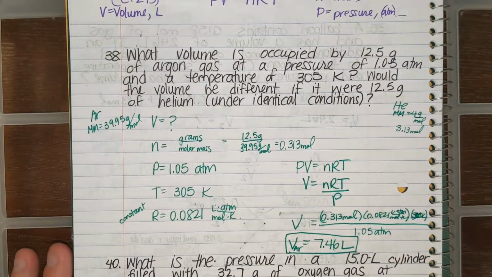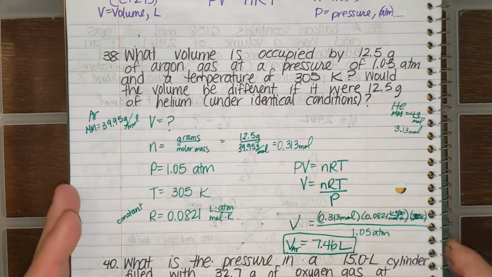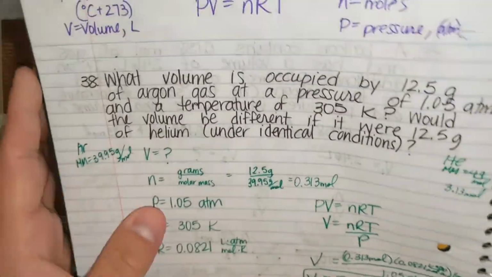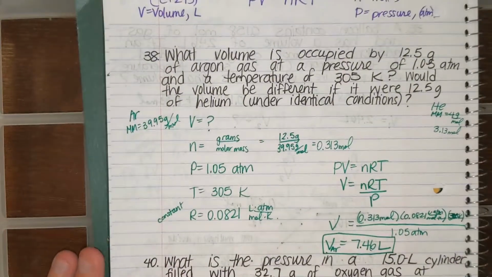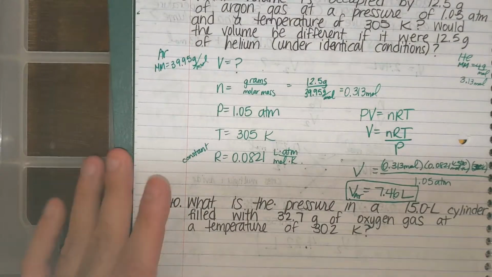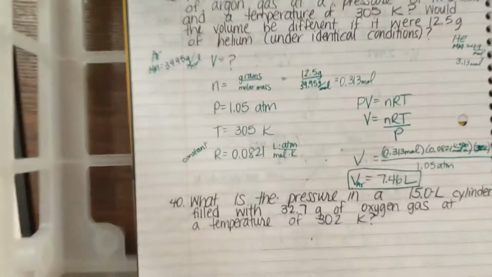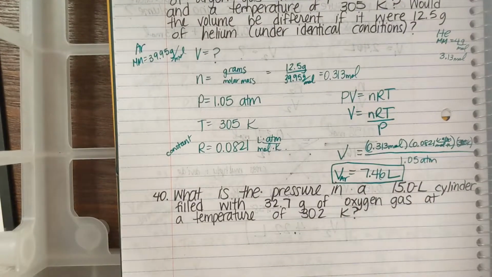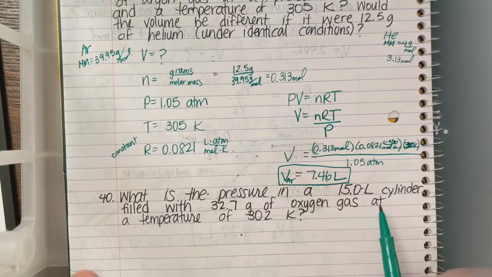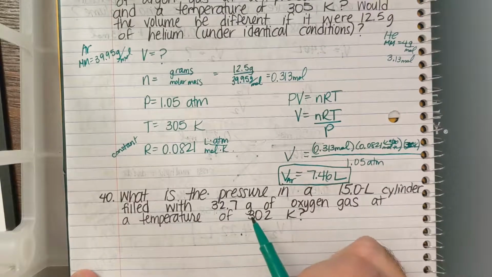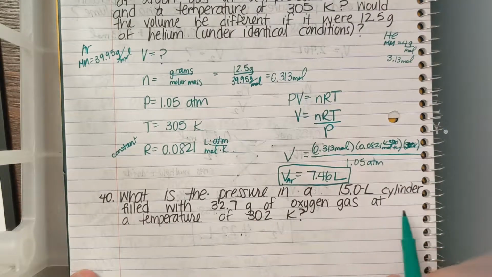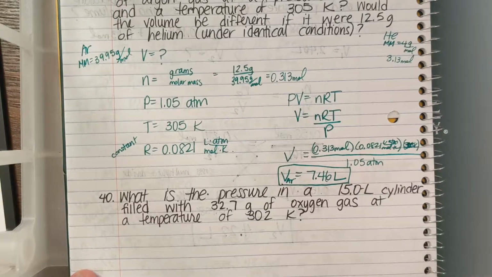I will do one more question, but I'm going to jump to 41. Before I get there, I want to set you up for 40. For number 40, oops, can't see that. For 40, darn it, you still can't see that. And my flash died. So for 40, it says, what is the pressure in a 15-liter cylinder filled with 32.7 grams of oxygen gas at a temperature of 302 Kelvin?